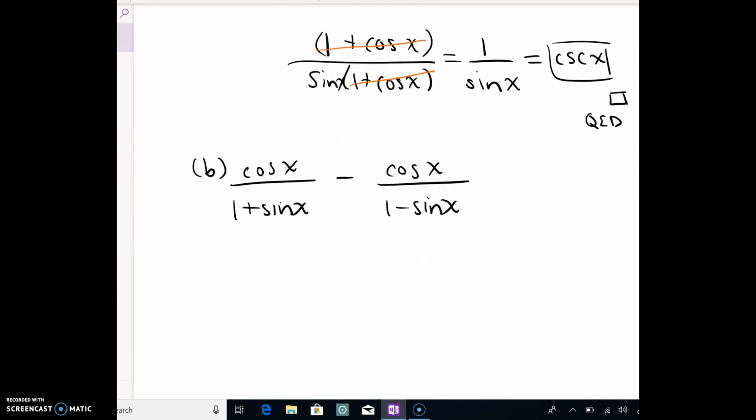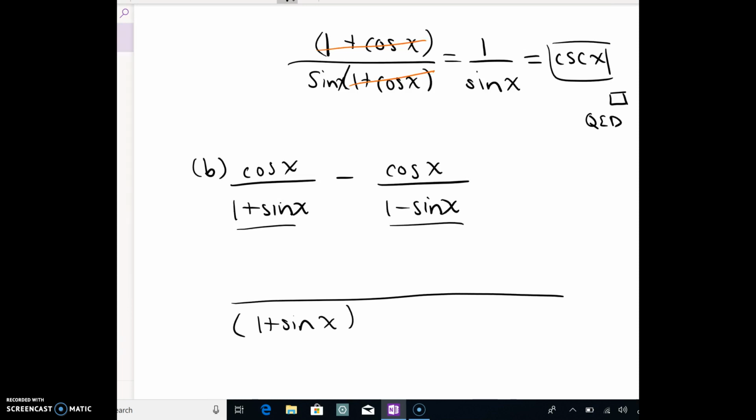Okay, let's take a look at this one. And again, we're using the trick of finding a common denominator to help us combine them. These don't share any factors, so we have an LCD of just the product of those, which is 1 plus sine x times 1 minus sine x.